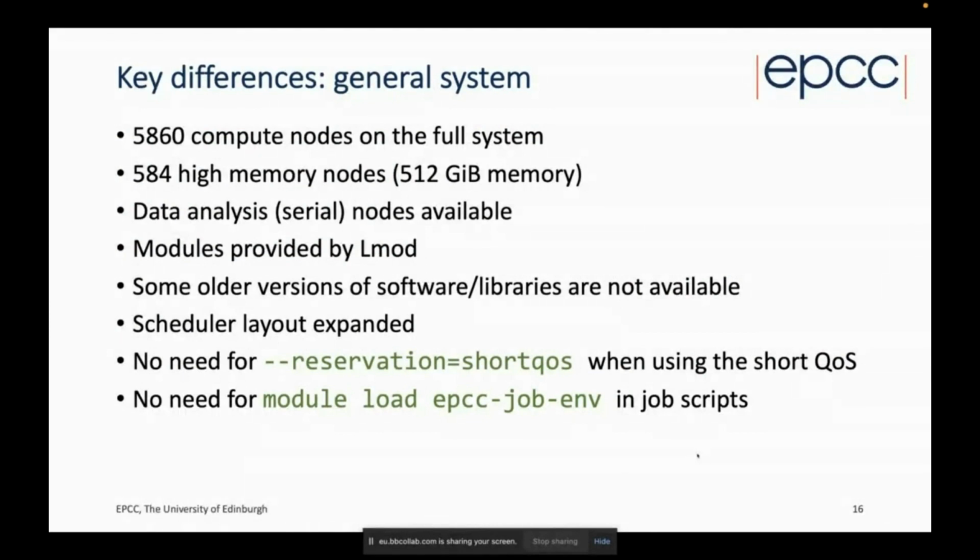So the key differences, I think talked about mostly. That's just a resume of the last slide. The scheduler has been expanded. I'll talk about a bit more detail about that. Some little syntax changes. One is you don't need the reservation short QoS. We're using the short QoS on the full system because we've changed the setup to make it simpler to use, and similarly, there's no need on the full system for module load EPCC job env in job scripts. We've simplified the setup of Slurm and the way it works, so this extra step isn't needed anymore.